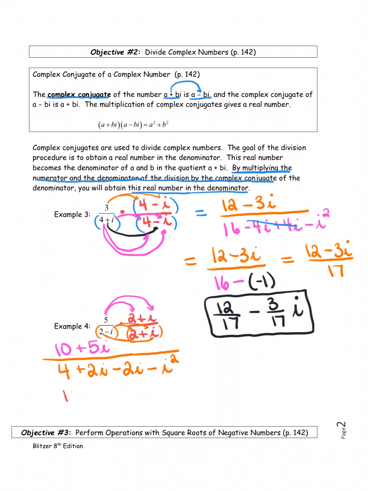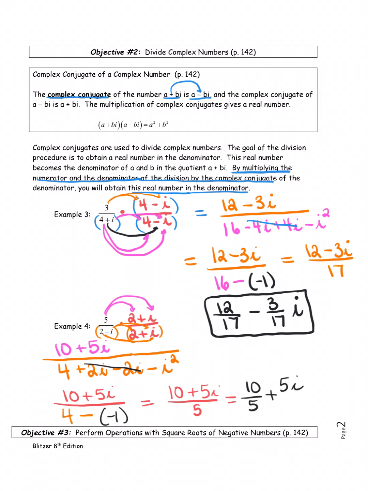So on the numerator, we still have 10 plus 5i. On the denominator, note that 2i minus 2i cancels out. That's the whole point of multiplying by the conjugate, so that the middle term cancels out. And then we have 4 minus i squared, which is negative 1. So we have 10 plus 5i all over 5, splitting the fraction and simplifying. So we have 10 over 5 plus 5i over 5 to give me 2 plus 1i, or simply 2 plus i.